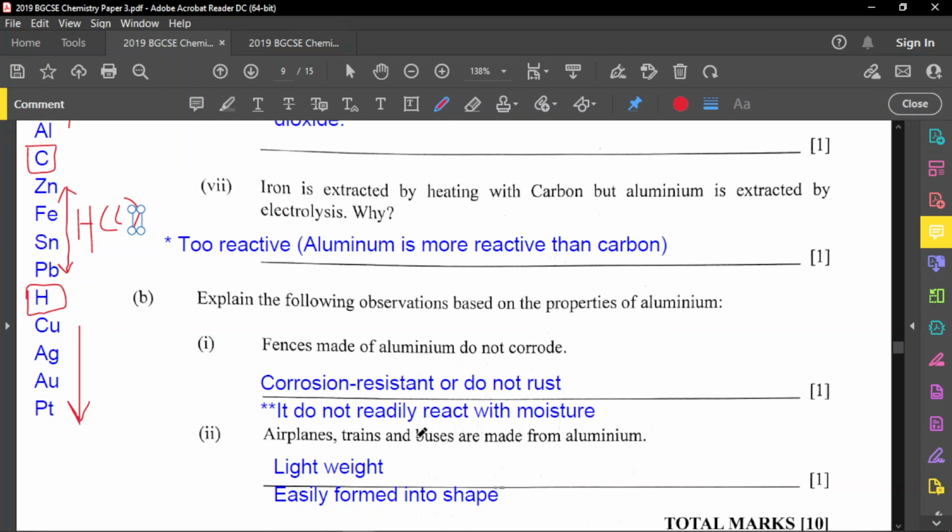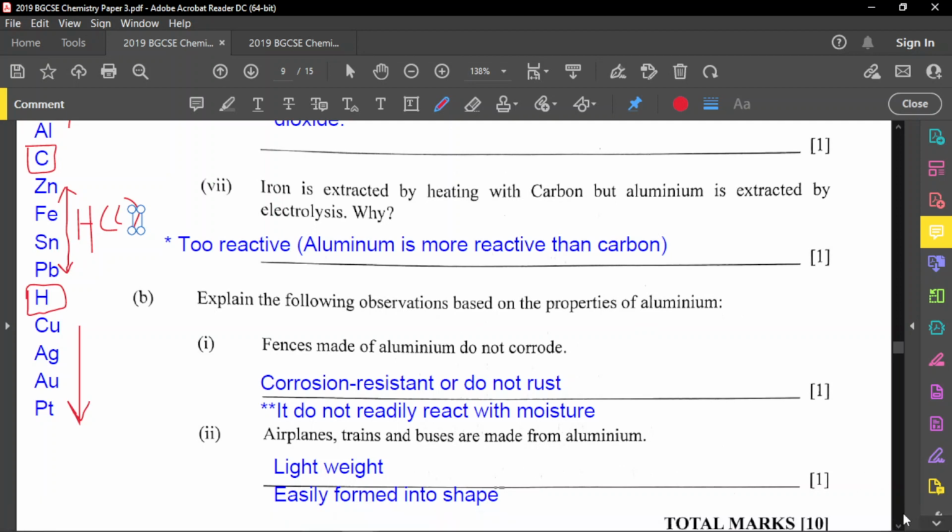Now, airplanes, trains, and buses are made of aluminum, and the reason for that is because aluminum is light, and so if you use heavy metals in moving objects for transportation, then the heavier it is, it is going to use more energy to move it around. All right. And it easily forms into shapes as well. So whatever form the plane is going to be, or the bus, or whatever you're making, you can easily bend the aluminum to make that design.